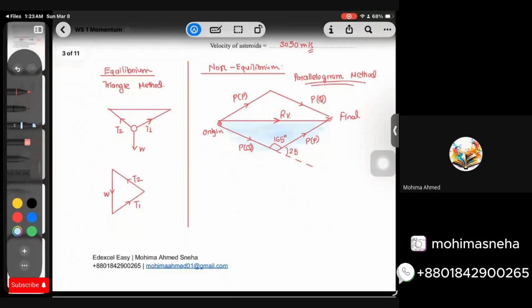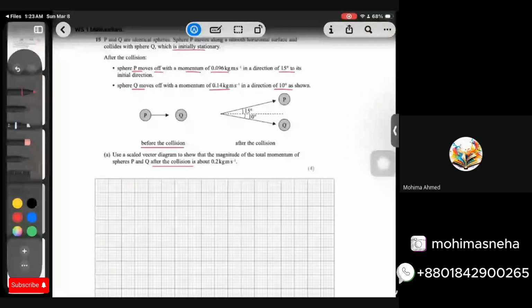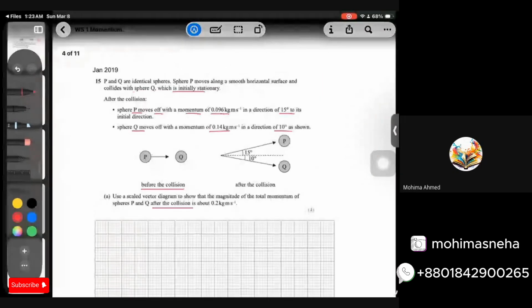So in my graph, first thing I'm going to do is a scaling. The momentum of your particle P after the collision was 0.096, and 0.14, right? It's a very small value to represent on a graph. So how can you represent them? I need to multiply something with them to make them at least a little bigger so I can plot them on my graph paper.